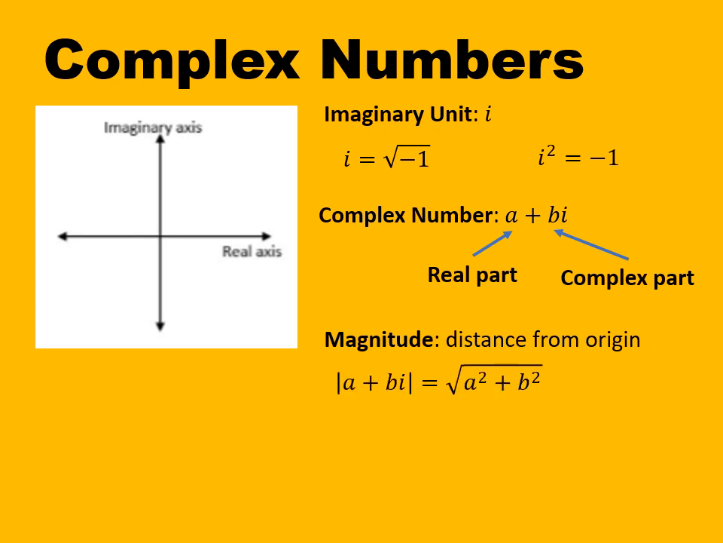Pythagorean theorem, figuring out the horizontal distance, the distance from the origin on the real axis squared, plus the distance from the origin to the vertical part squared. So basically it's just a right triangle, finding the hypotenuse. And we've got some examples working with that.